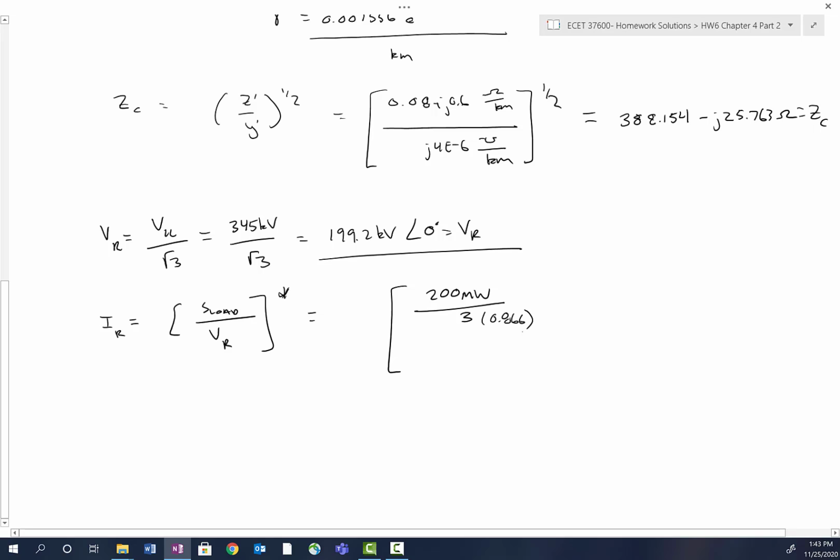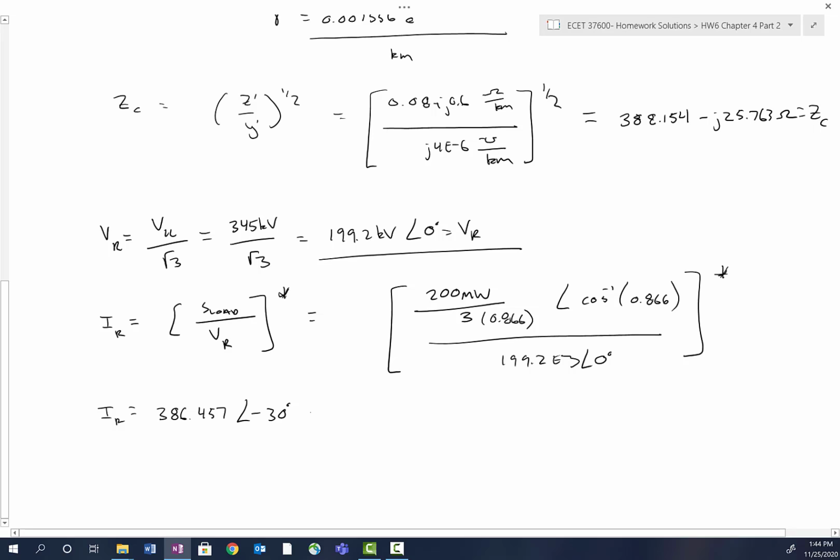So that's what that looks like. And then we know that the angle of that is going to be the inverse cosine of the power factor. And then we need to divide that by 199.2e^3 at an angle of 0 degrees, and we take the complex conjugate of that value right there. So that gives us the receiving end current equal to 386.457 at an angle of negative 30 degrees amps, which is the current flowing into the load on a per phase basis.